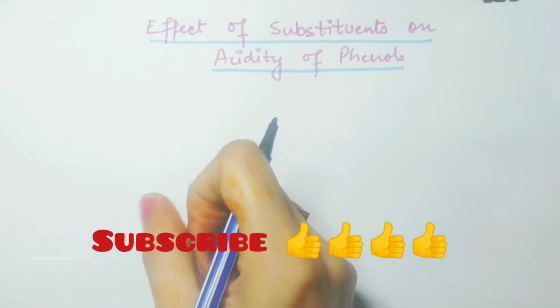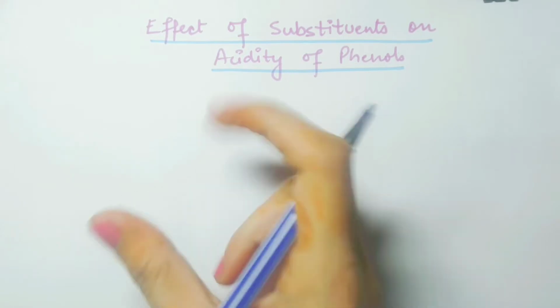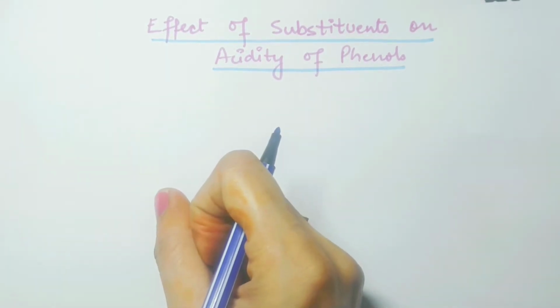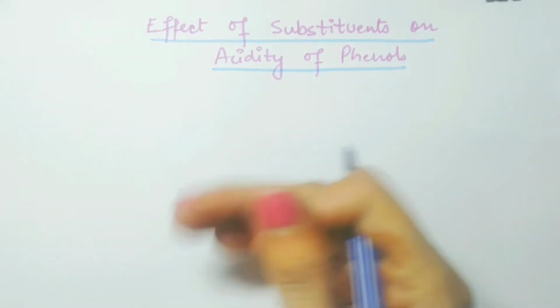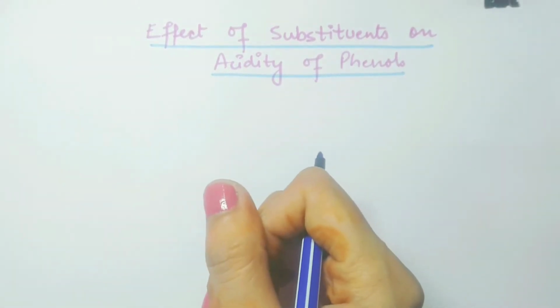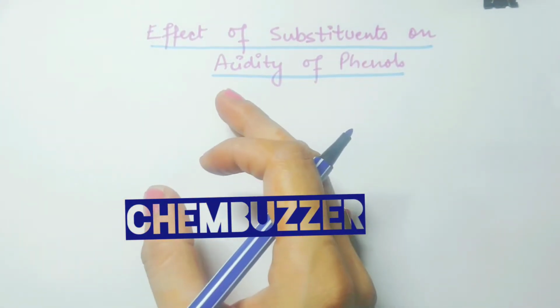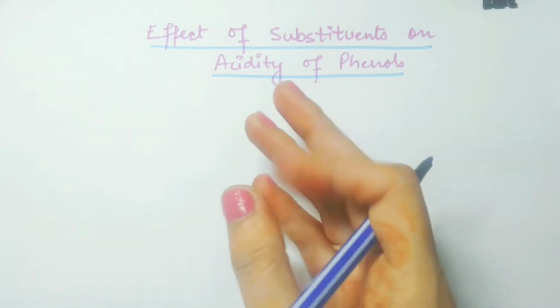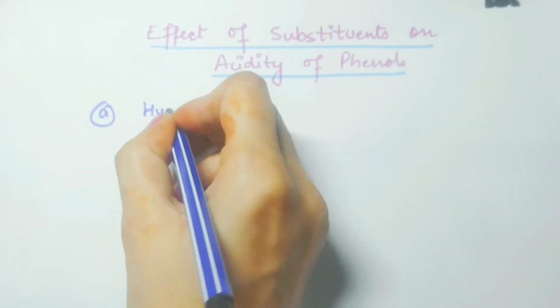Today we are going to discuss the effect of substituents on the acidity of phenols. In the last video we discussed the acidic behavior of phenol, but how will substituents affect this acidic behavior? Today we will be taking this. But before starting, we should know about some terms. First I am taking hyperconjugation.